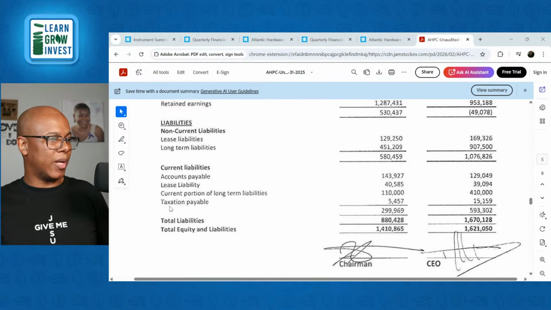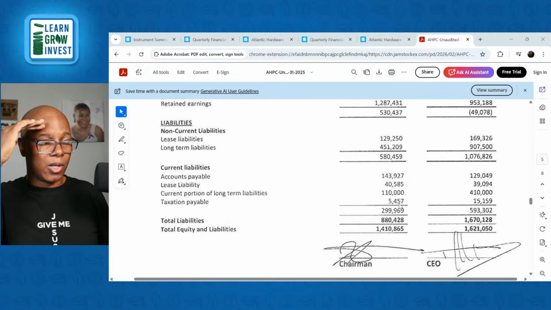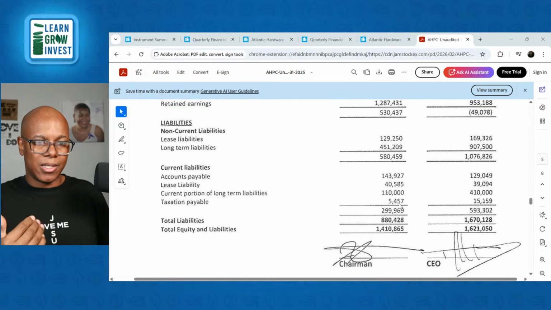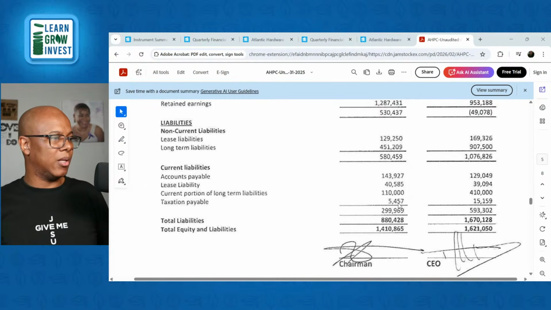And then, of course, we have taxation payable, which is 5.4 million. Of course, the company is newly listed, which means their tax liabilities are going to reduce to 0 for the first 5 years. So this is probably just a remnant of what would have been previously owed. All right. So either way, now current liabilities come up to 299 million.